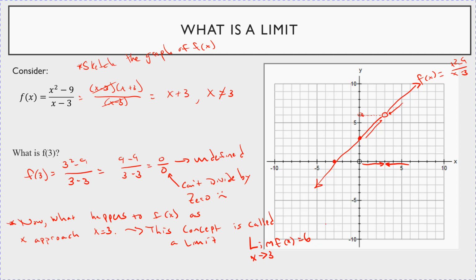All right, so it's the limit of this f of x as x goes to 3. As x goes to 3 from below, it looks like the graph is going towards the value 6, and as x goes to 3 from above, it looks like the graph is going to 6. All right, so that's the basic concept of a limit. Where does it look like the graph is going? So let me give you the formal definition.